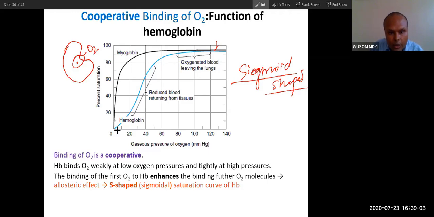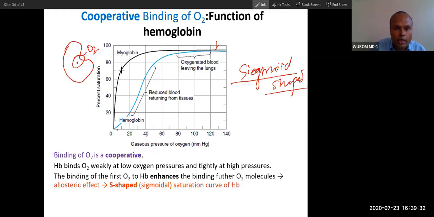So with a little bit of partial pressure of oxygen, maybe within like 40 mmHg, the myoglobin will be completely saturated, 100% saturated. But can you expect 40 mmHg of oxygen pressure will saturate hemoglobin? No. Why does this happen? There is uninhibited binding here.